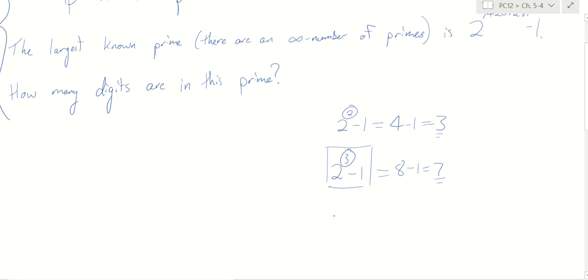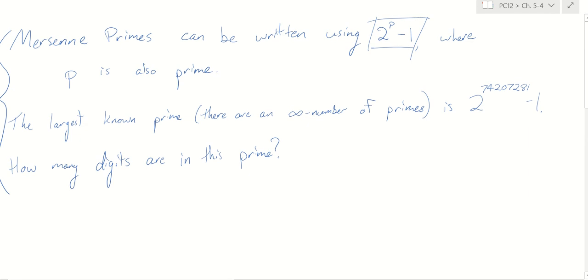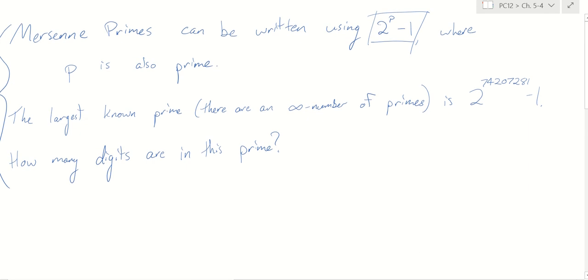But if you do plug in the next possible prime exponent, 2 to the 5, you'll get 32 minus 1, which is 31, which is also prime. So this is kind of a neat formula to develop primes, or to look for them, especially to look for very large primes. It's pretty cool. So here's the question. The largest known prime, by the way, we're never going to find the largest prime.